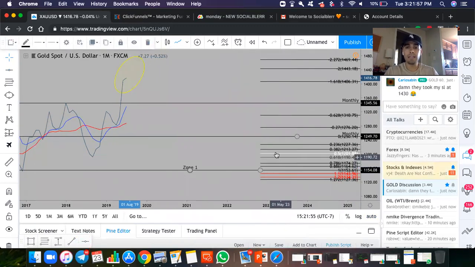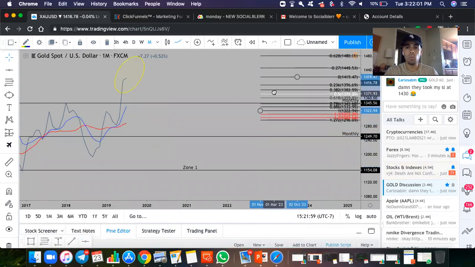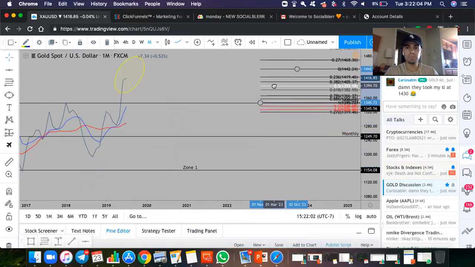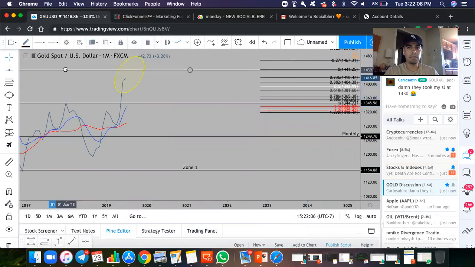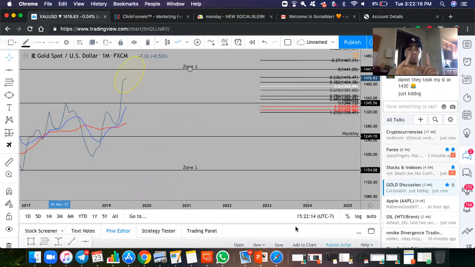Now, what I'm going to do next is take this Fibonacci tool, bring it all the way to the top. The 1 is now lined up with the monthly. And we'll make this to the 0 right there. That is my zone 1. All right. So now that we have 2 zone 1s, we have 2 monthly support and resistance areas. These are all monthlies. Remember that.